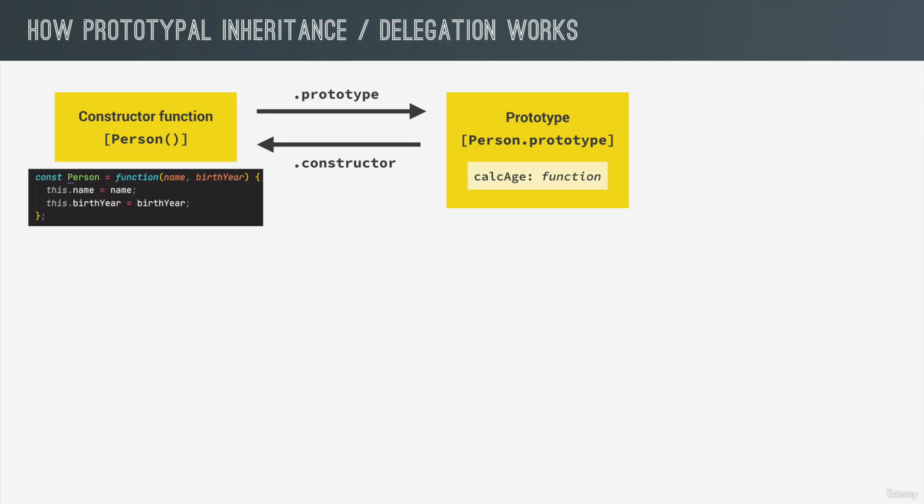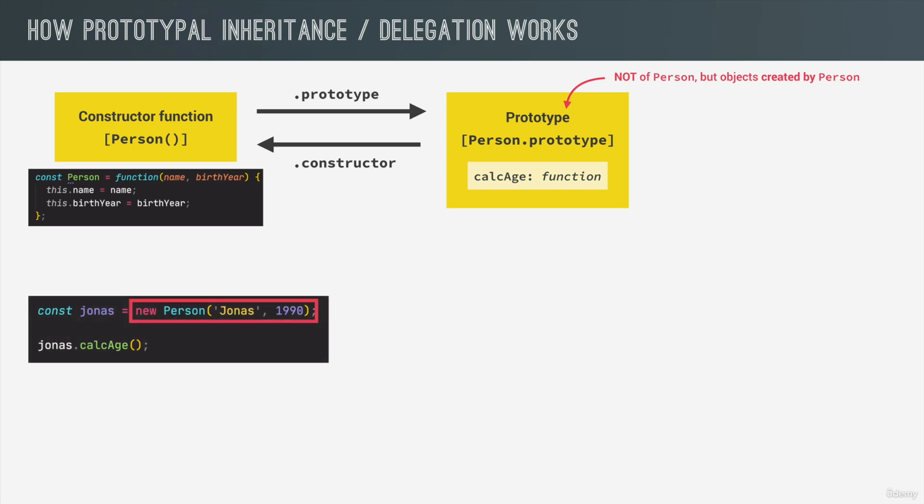So essentially, Person.prototype.constructor is going to point back to Person itself. Now remember, Person.prototype is actually not the prototype of Person, but of all the objects that are created through the Person function. And speaking of the created objects, let's now actually analyze how an object is created using the new operator and the constructor function.